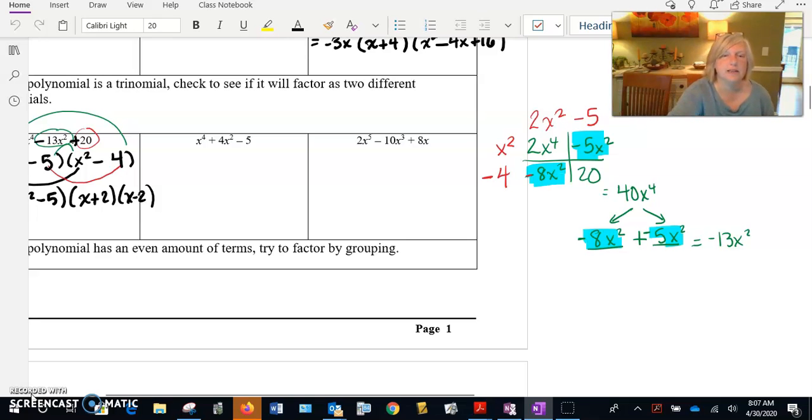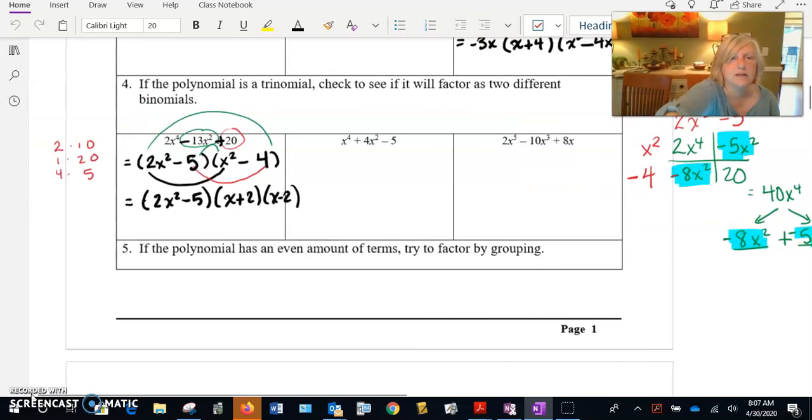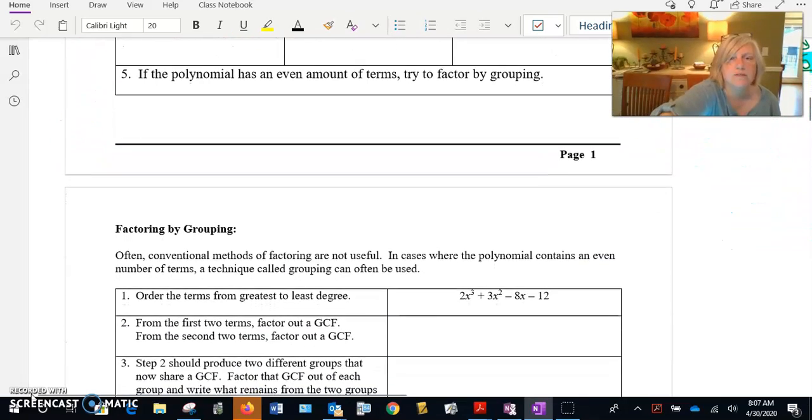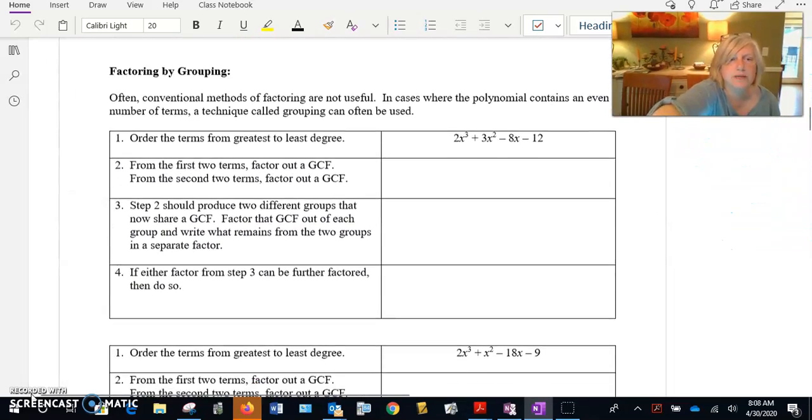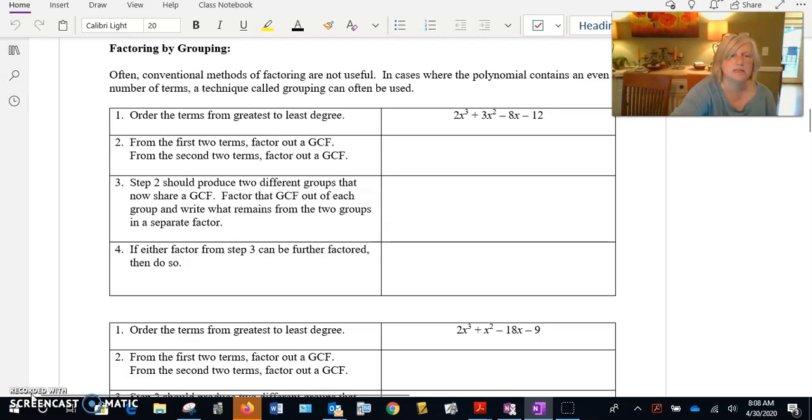Now let's look at our next item, which is factoring by grouping. So let's come down here to our example. Factoring by grouping: order your terms from greatest to least degree. That's going to be the key to doing this. Then you're grouping the first two terms and the last two terms together. Or if it's an even number, if there were 6 terms, you would group the first 3 and the last 3. So you're going to look for your GCF.